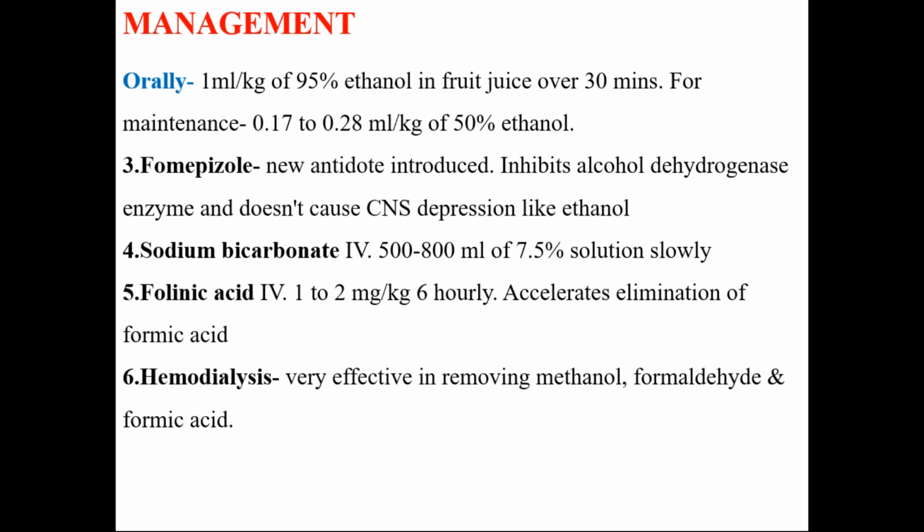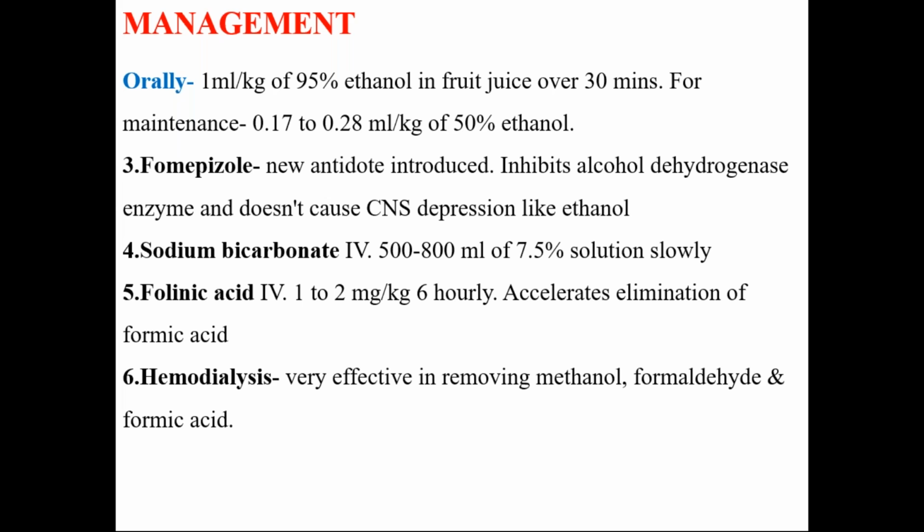Then we have sodium bicarbonate, which is given IV, about 500 to 800 ml of a 7.5% solution, given slowly. And then we have folinic acid, given IV at 1 to 2 milligrams per kg, 6th hourly, which accelerates elimination of formic acid. So folinic acid IV is given to increase the excretion of formic acid, in a dose of 1 to 2 milligrams per kg 6th hourly.